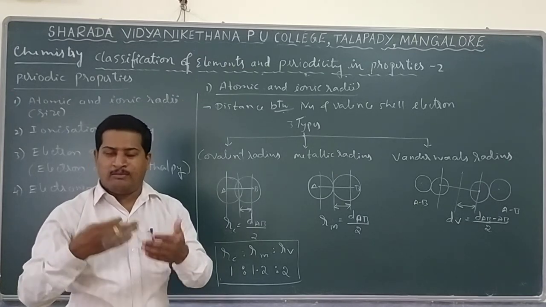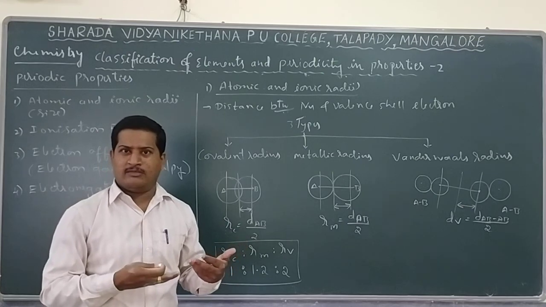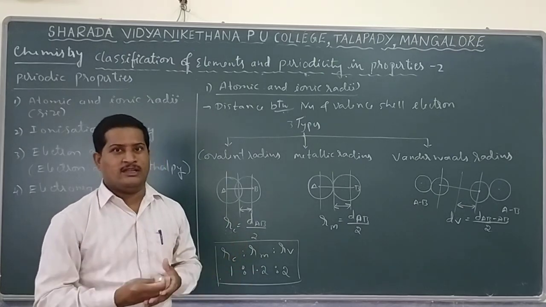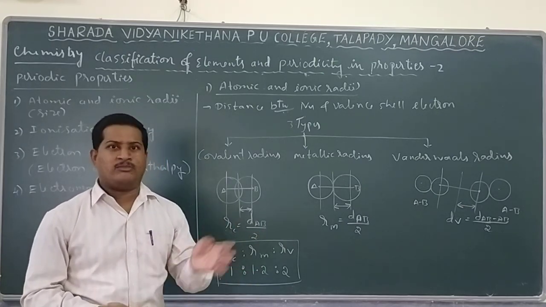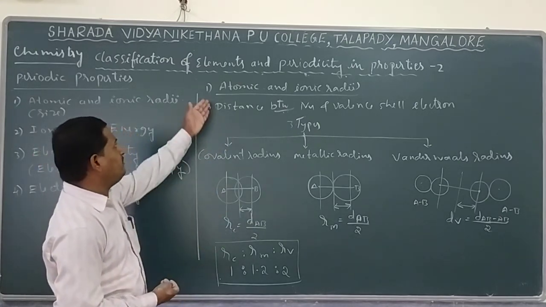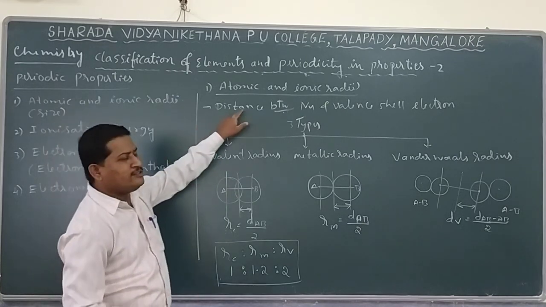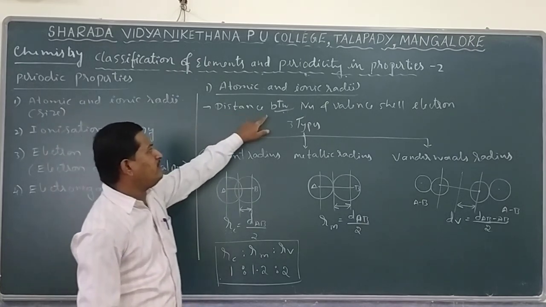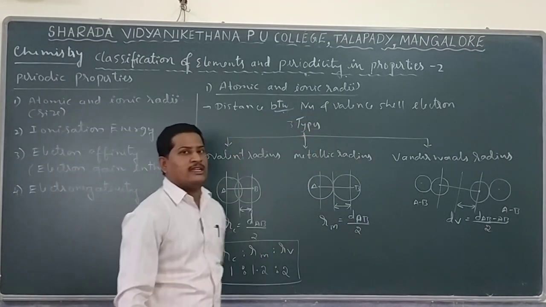As a result, if a particle or atom is not separated, what about their size measurement? It is very difficult, not at all possible. But an average value is taken and thereby it is measured. Let us see first atomic radius. This is basically the distance between the nucleus and the valence shell electron.